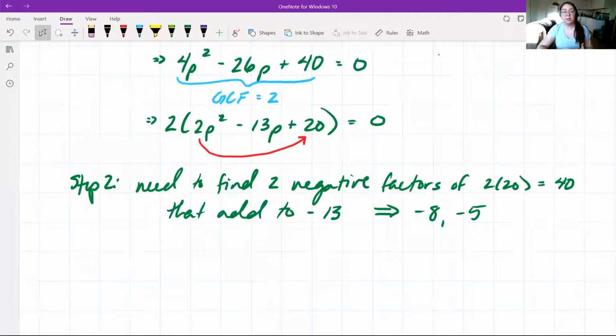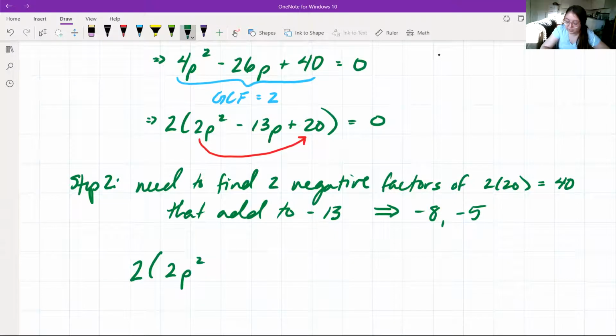So for this trinomial, we're going to go ahead and do factor by grouping. We have a coefficient in front of our first term, so it's a little bit easier to do it this way. So we'll rewrite, we'll have 2 times 2p squared minus 8p minus 5p plus 20.